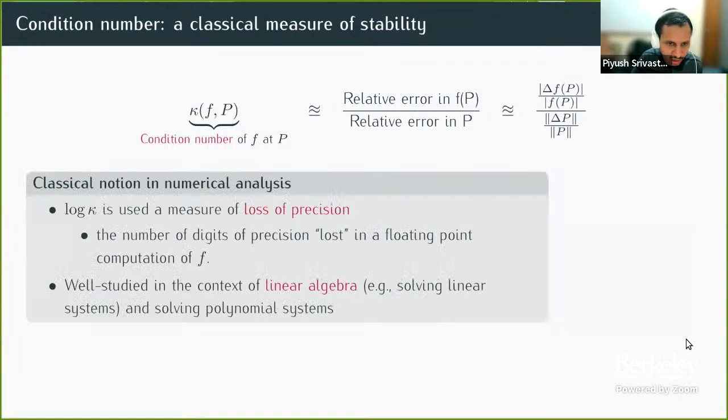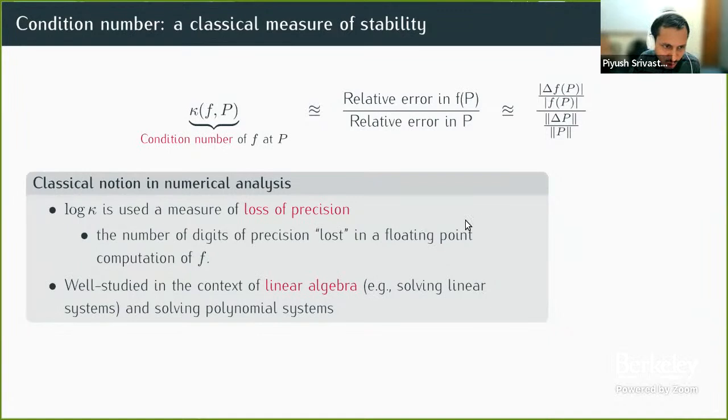So as I said, it's a classical notion in numerical analysis, and it can be justified as a measure of loss of precision. When you're doing floating point computation, the way IEEE 754 works, so you use double or float in any standard programming language, the log of the condition number sort of measures the number of digits of precision that are lost when you use floating point computation to compute it.